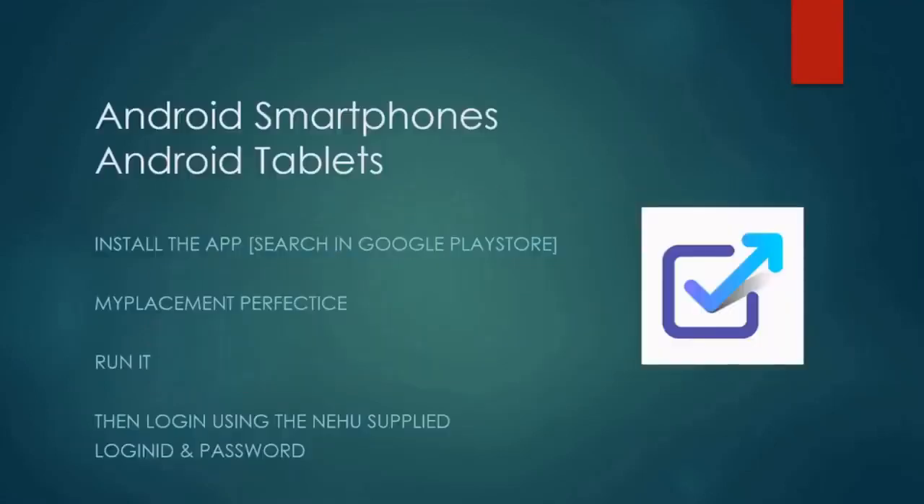There will be two types of devices on which you will be appearing the exams online. The first type of device are the Android smartphones and Android tablets. Essentially, whatever device is powered by the Android operating system. In such devices, you must install an application called My Perfectice Placement. You can search for it in Google Play Store and install it.